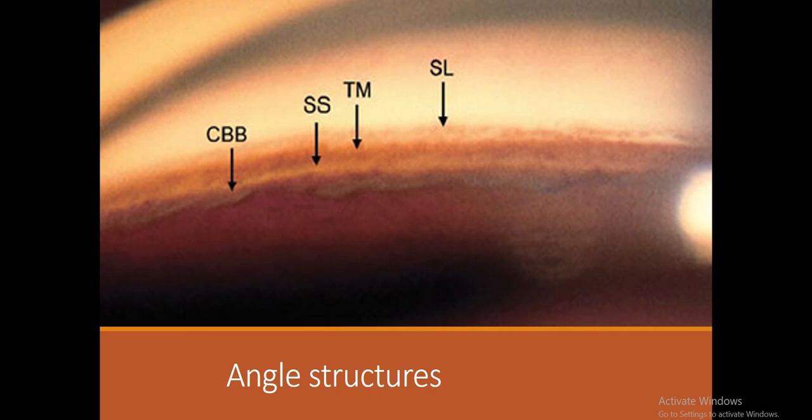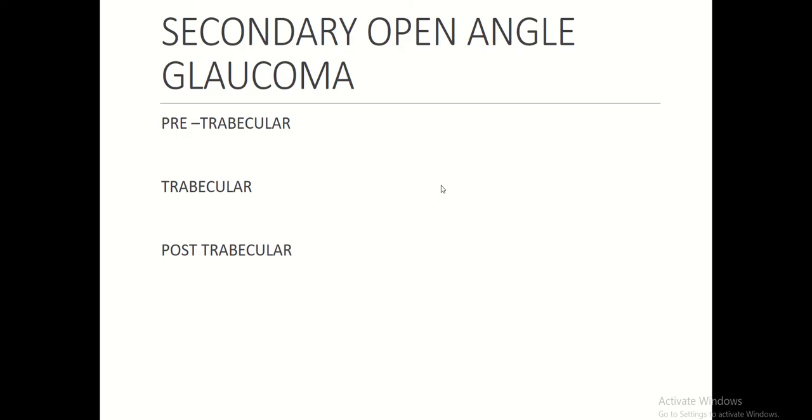The picture on your screen shows a Goldmann three-mirror gonio prism. In this slide, you're able to see all four structures in the angle. You have the ciliary body band, you have the scleral spur right here, then you have the trabecular meshwork, and this is the Schwalbe's line. So this is a wide open angle where you're able to visualize all four structures. Now that you know what an open angle looks like and what a closed angle is, we'll move on to the mechanisms involved.